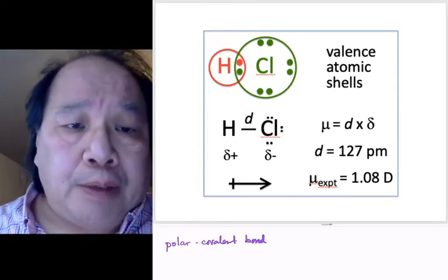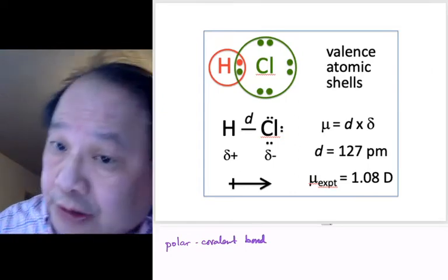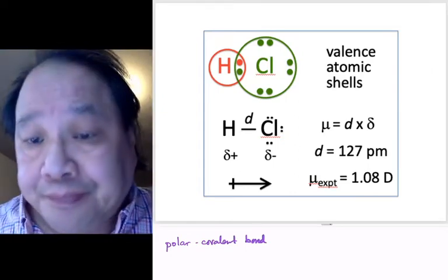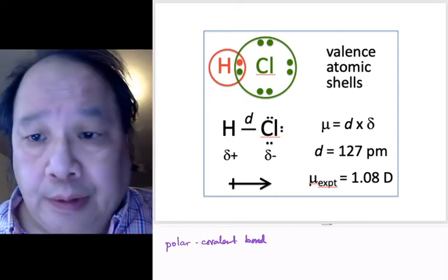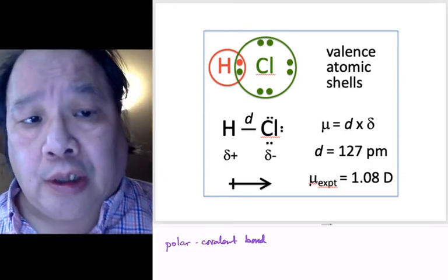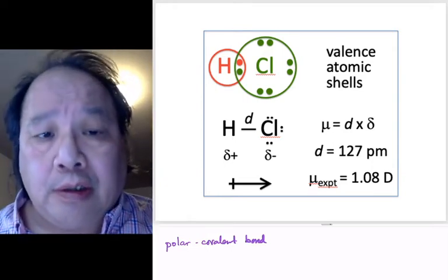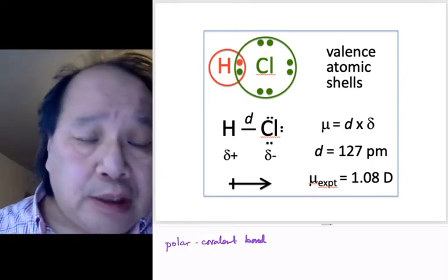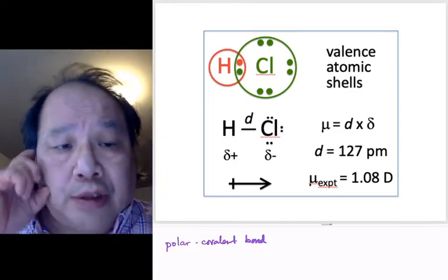A good example of a polar covalent bond would be the molecule HCl. You can see in the top picture, H has to some extent acquired a second electron to be like helium, and chlorine has acquired an eighth electron to be like the noble gas argon. So in some sense, it's covalent-like. But H and Cl are not the same atom. They don't have the same propensity for electrons.